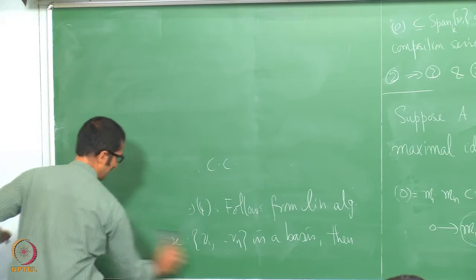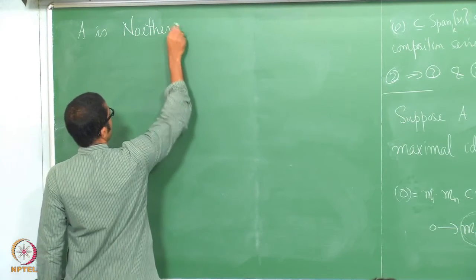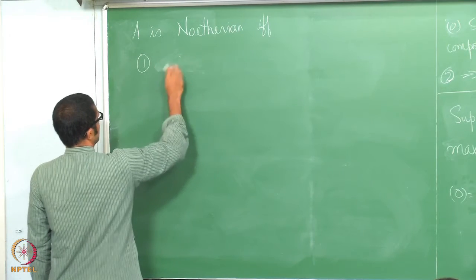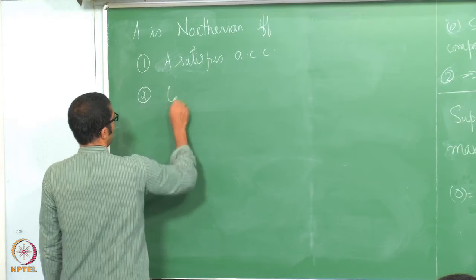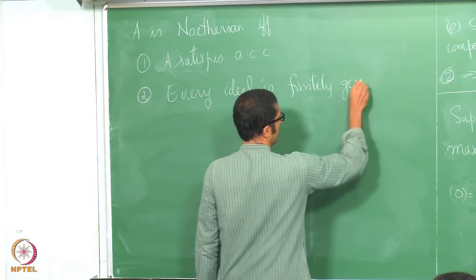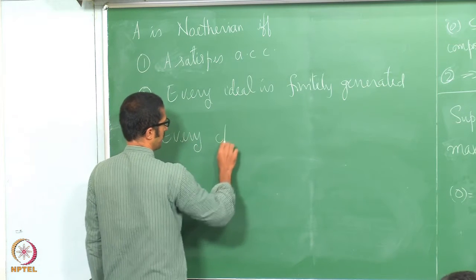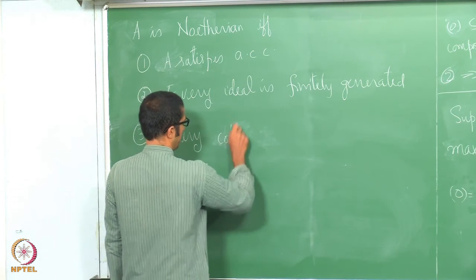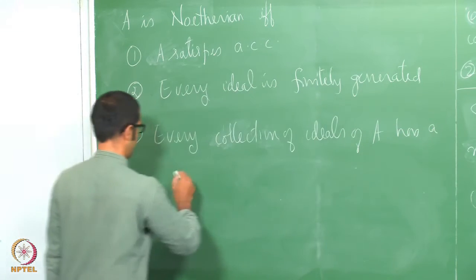So, a ring A is Noetherian if and only if A satisfies the ascending chain condition, every ideal is finitely generated, and every collection of ideals of A has a maximal element.